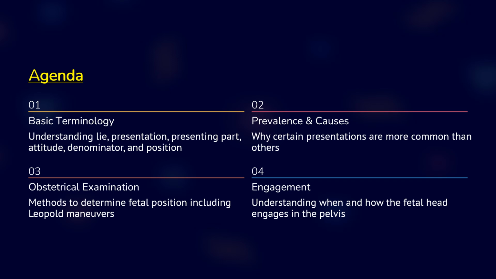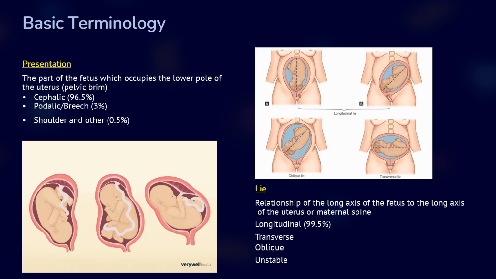So first is the basic terminology, which is very important that you have to understand all the terminology. Two, let's see what are the prevalence and causes. Number three, the obstetrical examination, and then number four, it will be engagement. So starting with the basic terminology first, let's learn about the presentation.